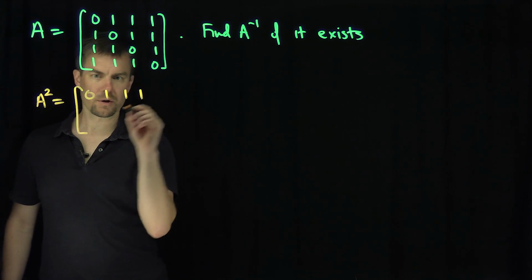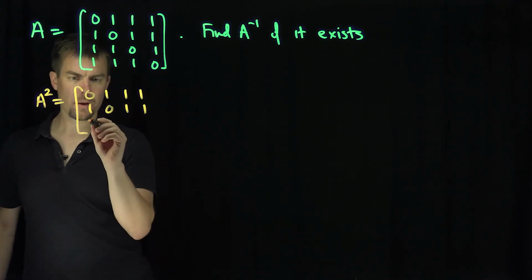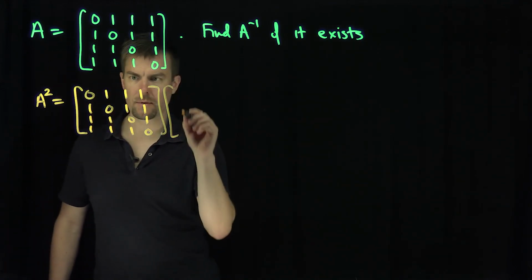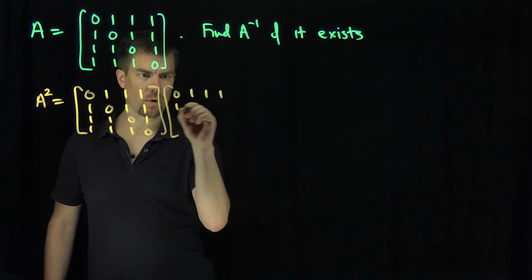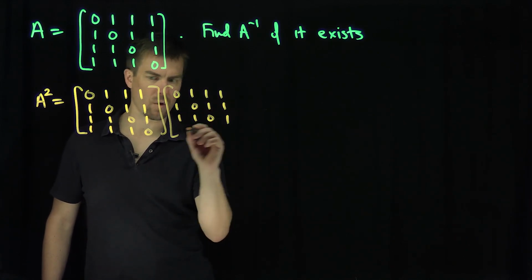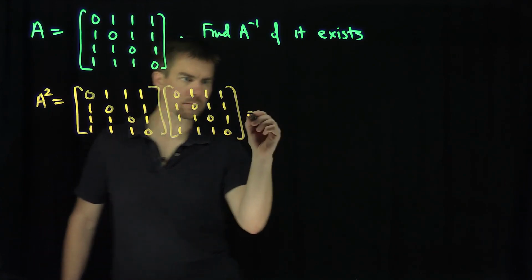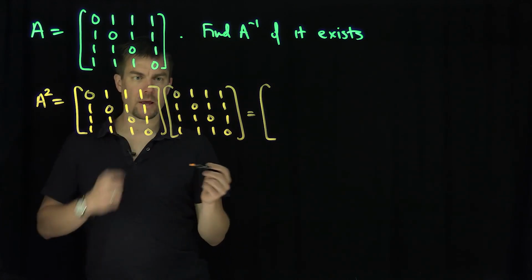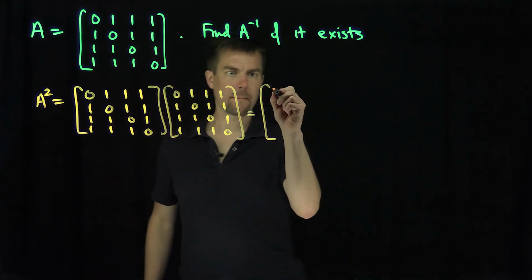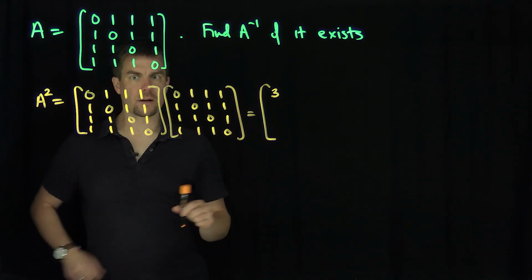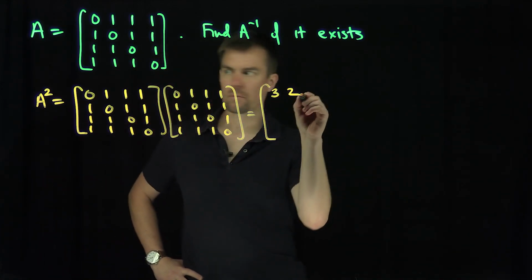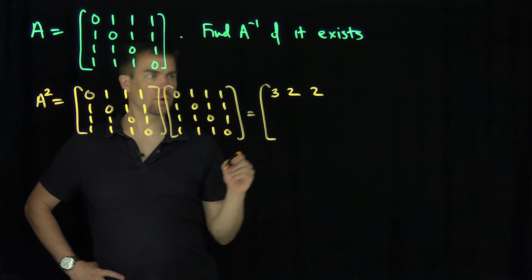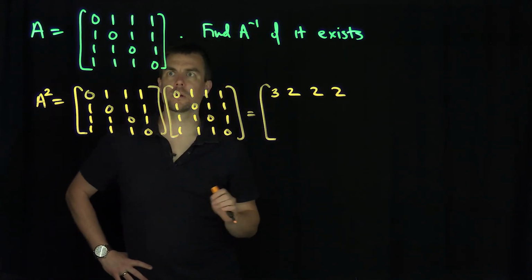A times A: 0, 1, 1, 1, then 1, 0, 1, 1, then 1, 1, 0, 1, and then 1, 1, 1, 0, and do it again. Let's check and see what we get over here. In this first entry, we're going to get a 0, a 1, and a 1. That's going to be a 3. Then we'll get a 2, another 2, and then a 2. Okay, great.